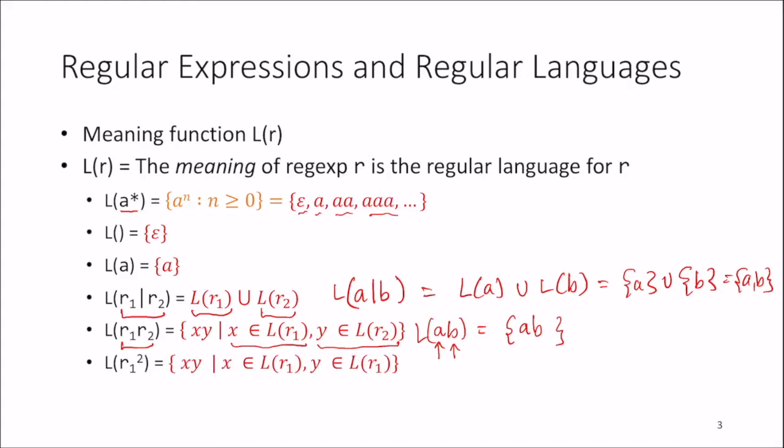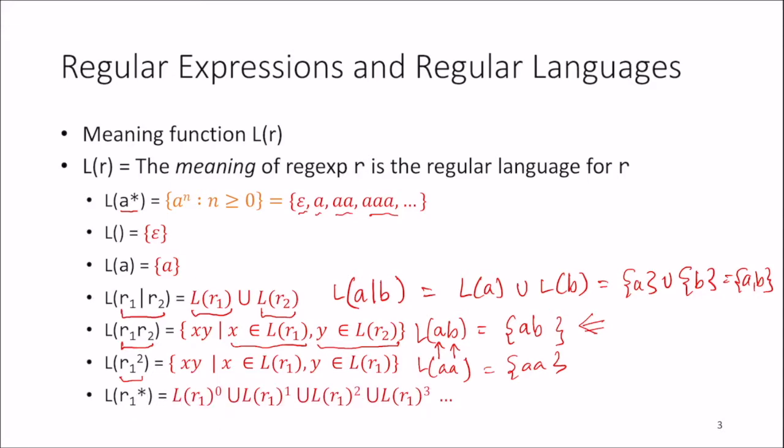I can also do iteration, so I can take R1 and repeat it many times. This is exactly the same operation as that, right? So that's just the same as saying L of AA is equal to, pretty straightforward. It's just a concatenation, except you're repeating the same regular expression.